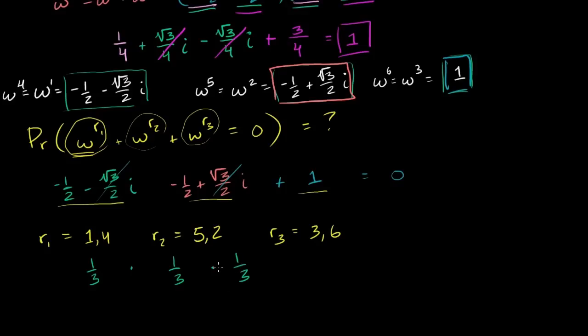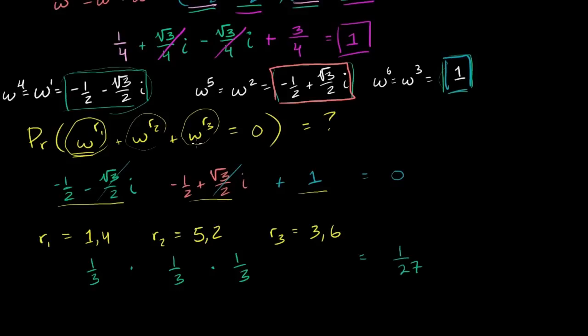So the probability that this first one is going to evaluate to this value right over here, the second one's going to evaluate to this value, and the third one's going to evaluate to 1, is going to be 1/3 times 1/3 times 1/3, which is 1 over 27. Now, and I touched on this already.